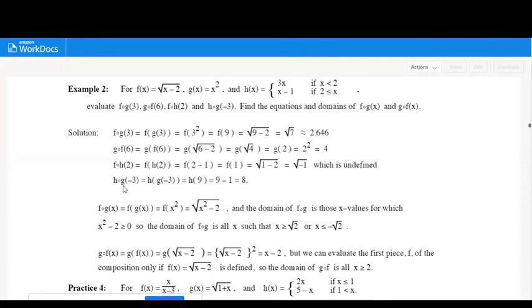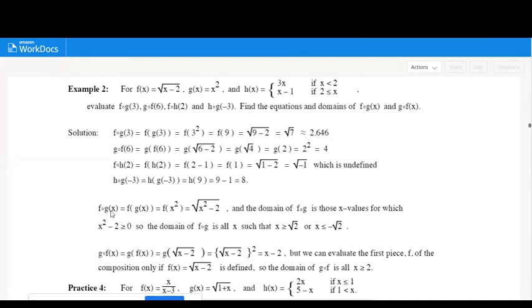Next, we have h of g of negative 3. So our g of x is x squared. So we have negative 3 squared, that is 9. So h. So saan na belong si 9? Sa first line or sa second line? So dito siya na belong sa second line, x is greater than or equal to 2. So x minus 1 pa rin. So 9 minus 1, that is 8. So this is now the answer. For the next naman, we need to find the equations and domains of f of g of x and g of f of x.